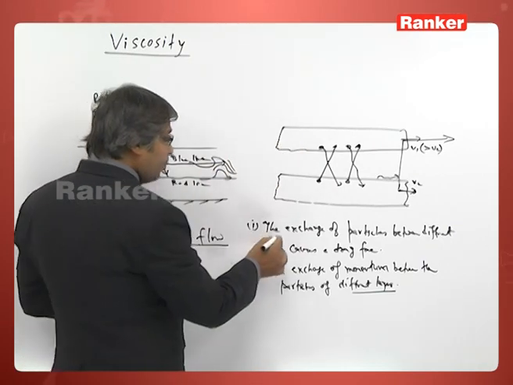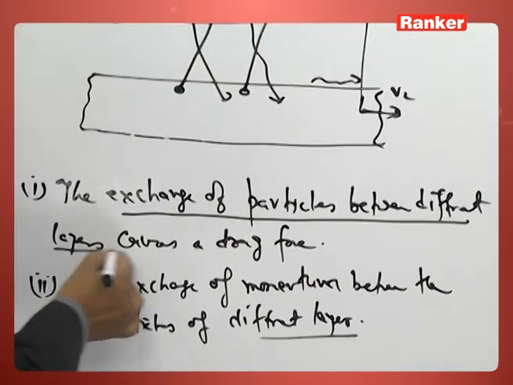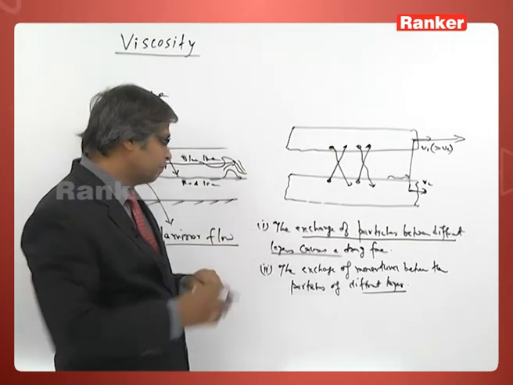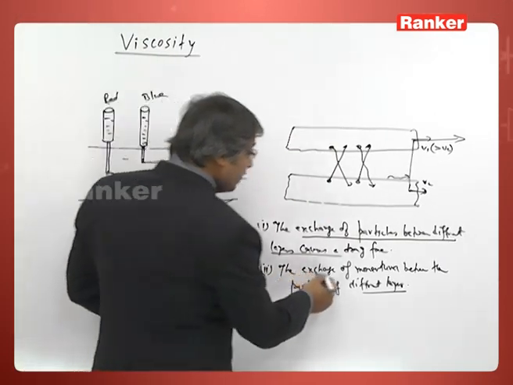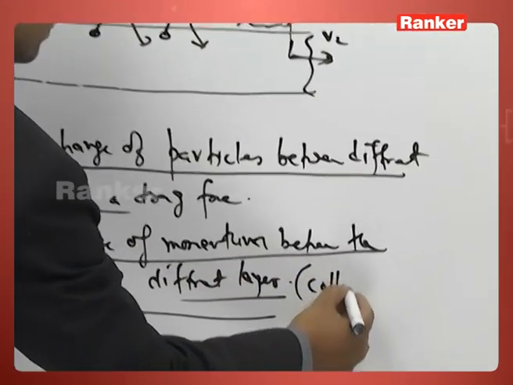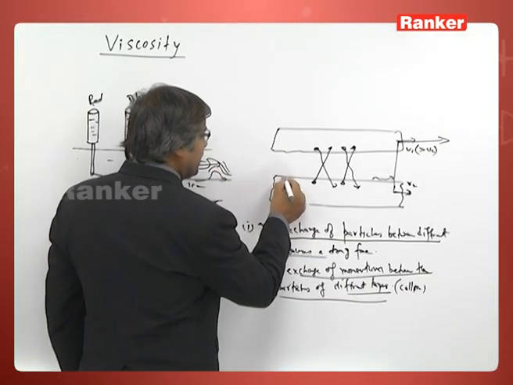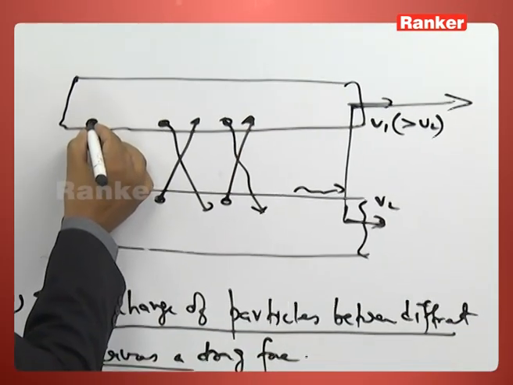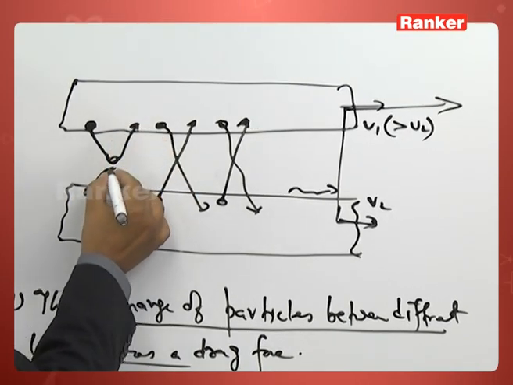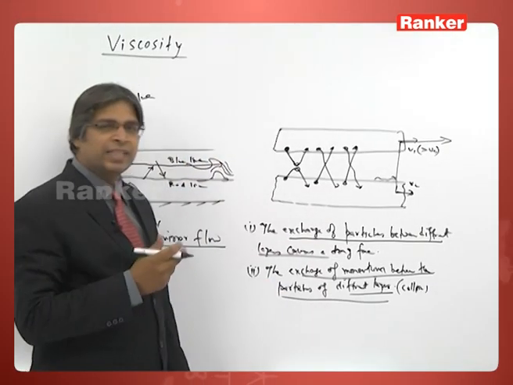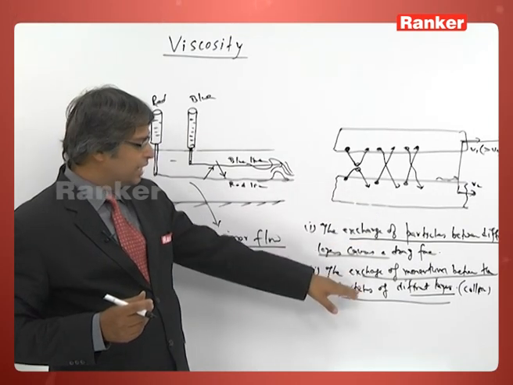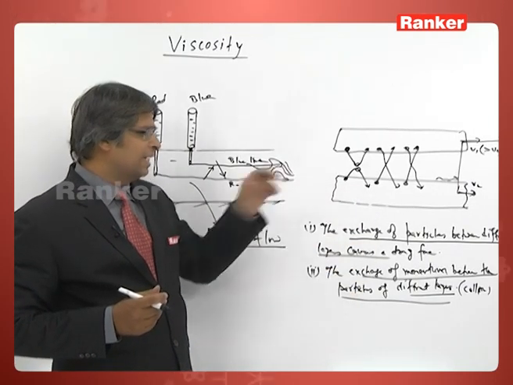So, this is the exchange of particles between different layers. There is a physical exchange of particles, and the particles go along with their momentum. Now, the second thing is the exchange of momentum between the particles of different layers by collision. It may be that a particle goes like this and then they collide and come back, exchanging momentum with each other. So, there is a physical exchange of particles and a physical exchange of momentum, two mechanisms.